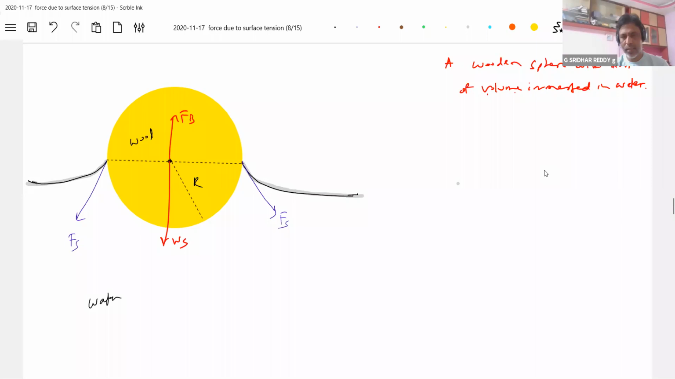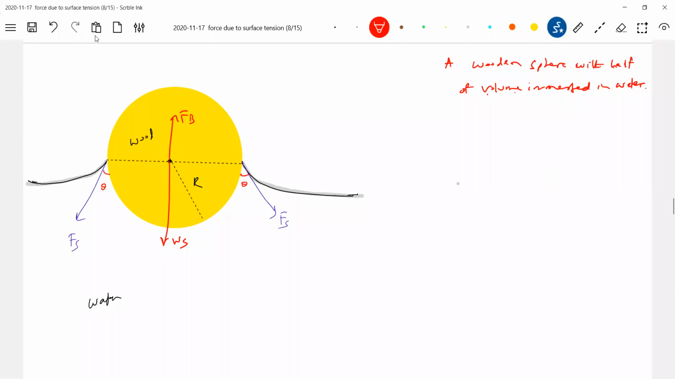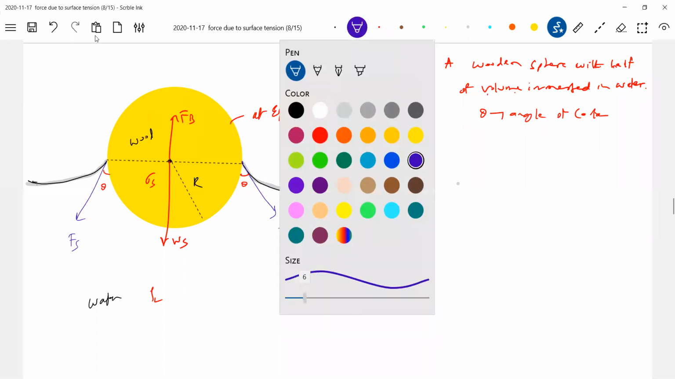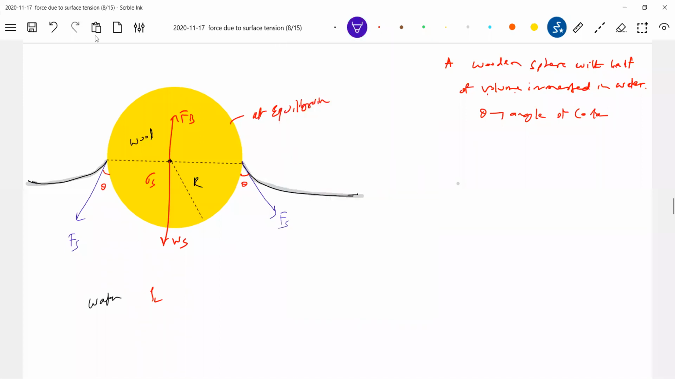So based on that, this should be the angle of contact, theta. Let theta be the angle of contact. Density of solid and density of liquid. Let it be water. Shall we equate forces now at equilibrium? At equilibrium, tell me what are the forces. Buoyant force will be balanced by weight of the solid plus force due to surface tension.